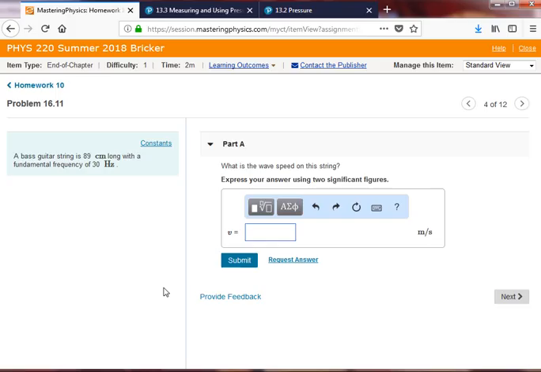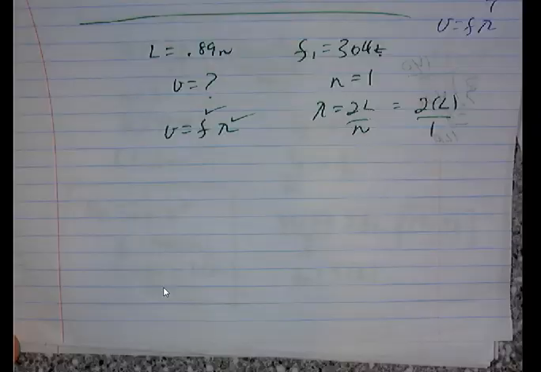Okay, next one, bass guitar string, 89 centimeters long, so that would be 0.89 meters, with a fundamental frequency of 30 hertz. What is the wave speed on the string? Okay, so fundamental frequency means n is equal to 1. Okay, let's put this all together.